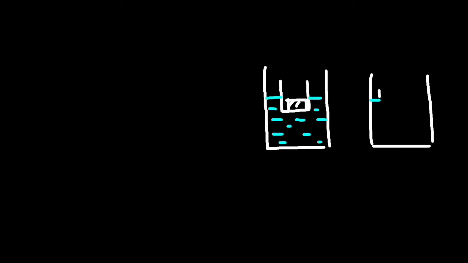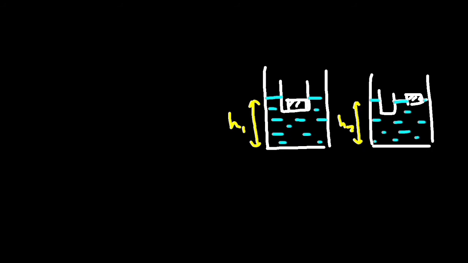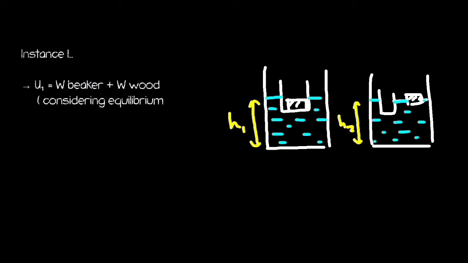Let us consider two systems of beakers as I have shown in the diagram. In one case the wood is within the beaker and in another case the wood is out of the beaker. Our objective is to find the liquid levels H1 and H2. In instant 1, we have two forces, the weight of the beaker and the weight of the wood acting downwards, and it is balanced by the upthrust alone. Considering equilibrium, we obtain the above equation.